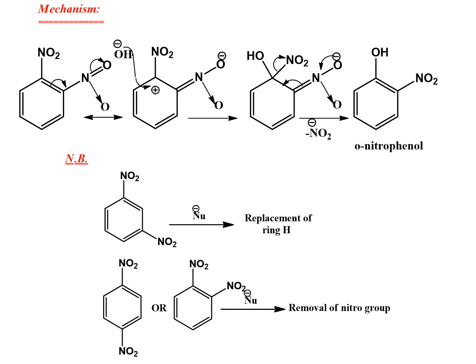This way we have finished the aliphatic and the aromatic nitro groups. Next video we will deal with the amines.